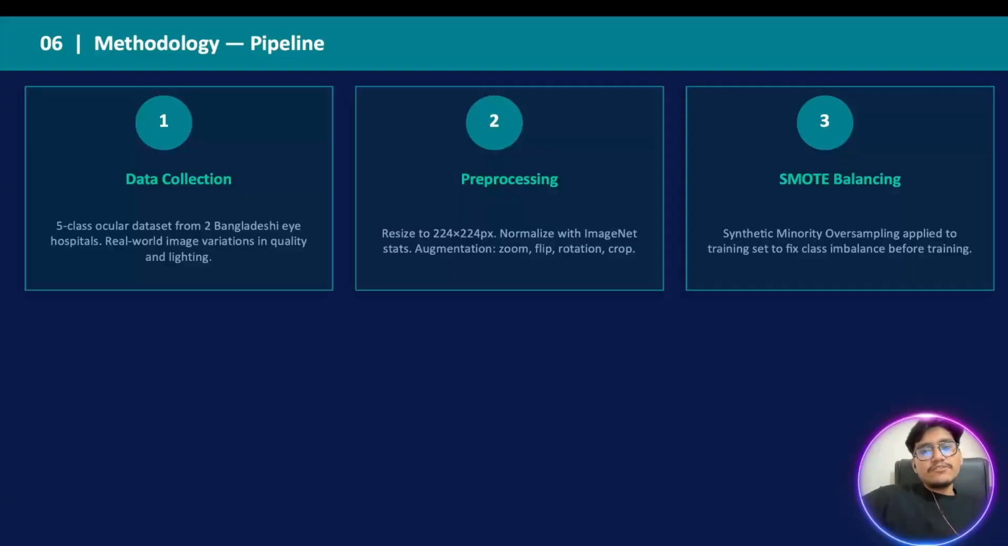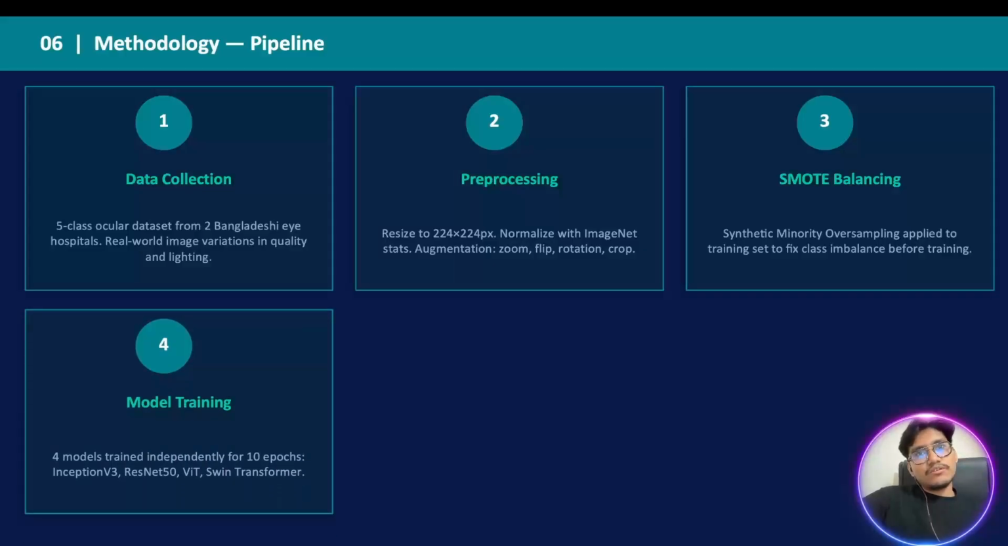So, and then we have model training, the most important. Four deep learning models are trained independently on the preprocessed and balanced dataset. The 4 models are Inception V3, ResNet 50, Vision Transformer, and Swin Transformer. Two CNN models and 2 transformer models. Okay, so each model was trained for 10 epochs using the same dataset, the same preprocessing and the same evaluation conditions. So the comparison is completely fair.